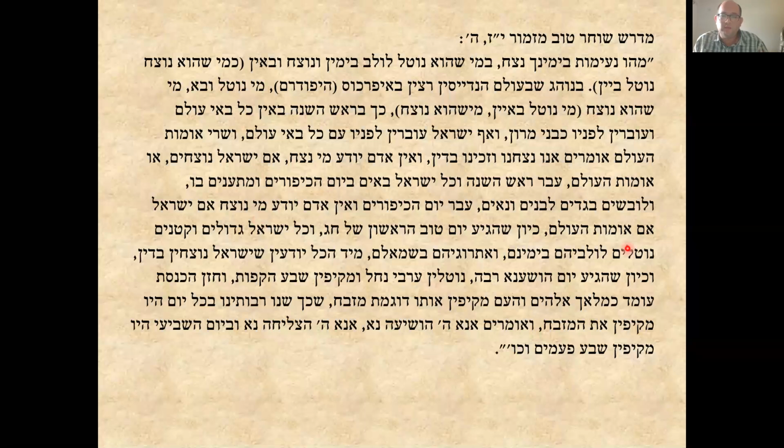We pass through Yom Kippur, everyone wears white clothing, but we still don't know who won the judgment. כיוון שהגיע יום טוב הראשון של חג, once the first day of Sukot, כל ישראל גדולים וקטנים, נותנים לולביהם בימינים, and all of Israel, old and young, hold their lulav in the right hand, and their torah in their left hand, מיד הכל יודעים שישראל נוצרים בדין. That's how everyone knows that Israel won in the judgment.